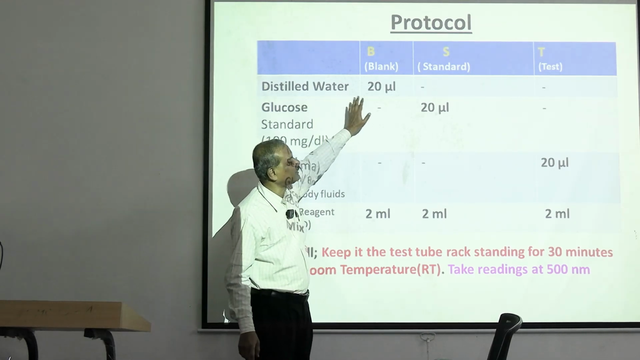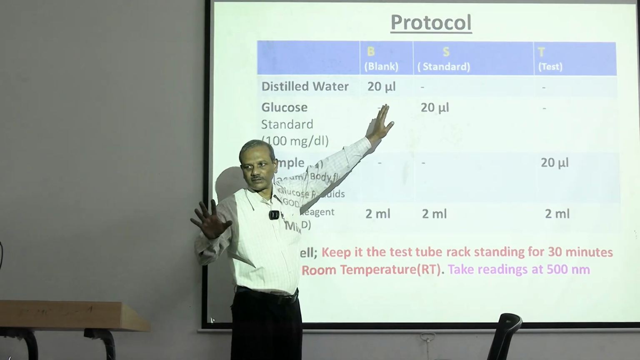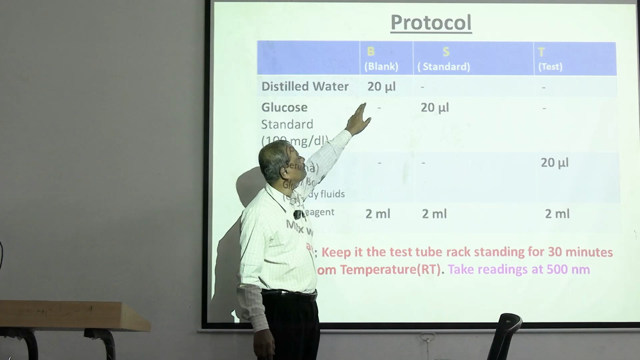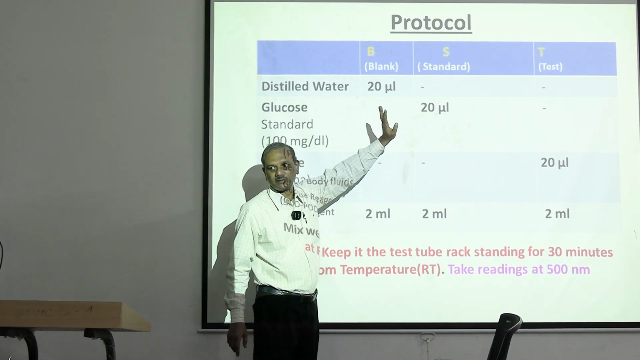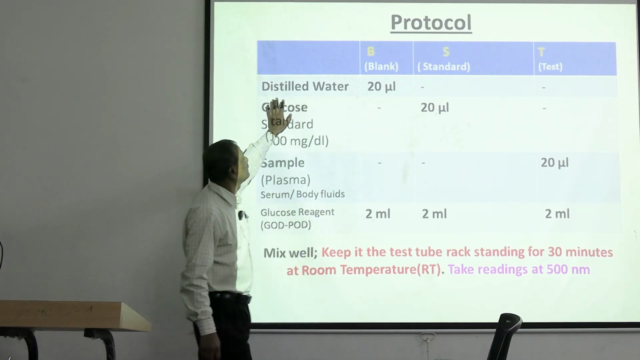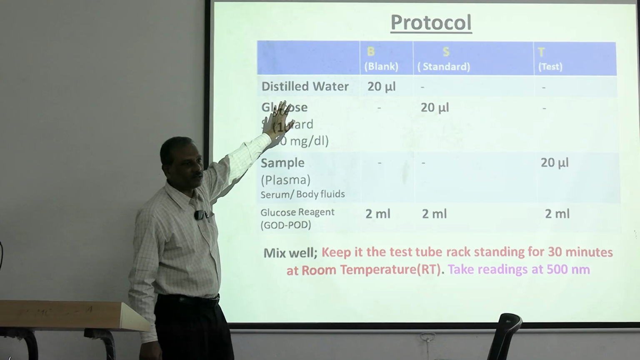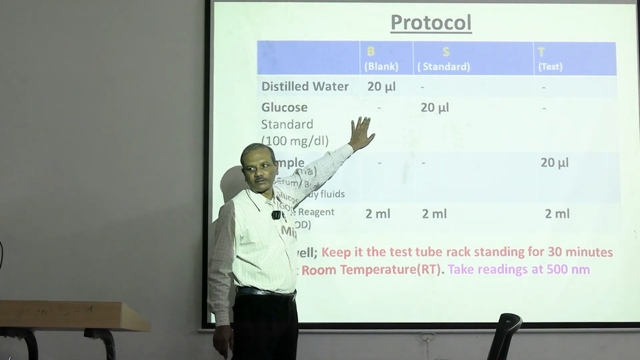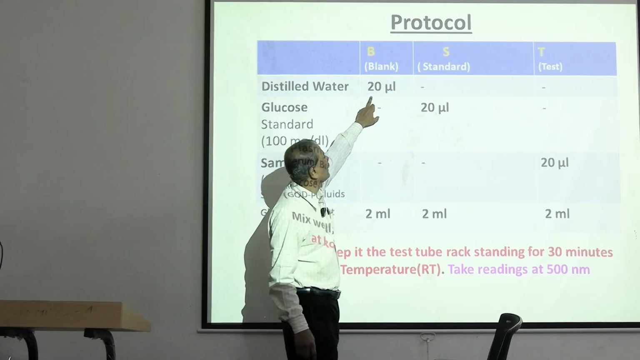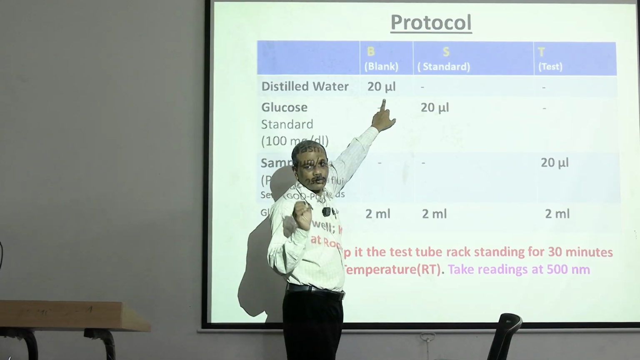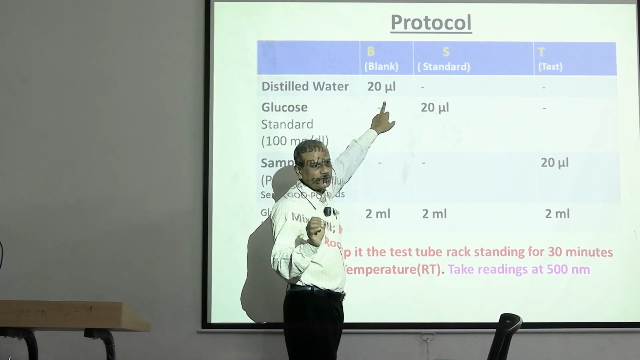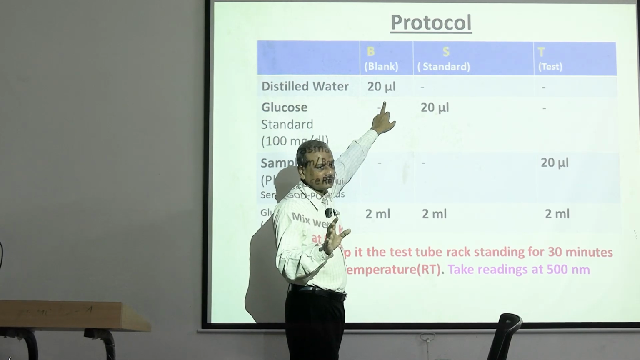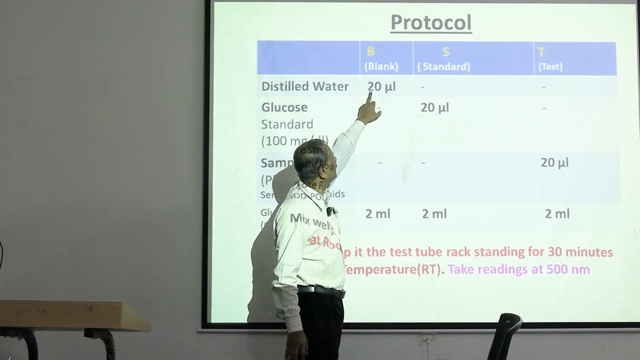You have to take 3 test tubes in all the colorimetric tests. Write down, one will be blank, one will be standard, one will be test. So in the blank, always take distilled water. Write down 10 microliter. Microliter means 1 microliter is one-thousandth of a milliliter. So you write down 10 microliter.